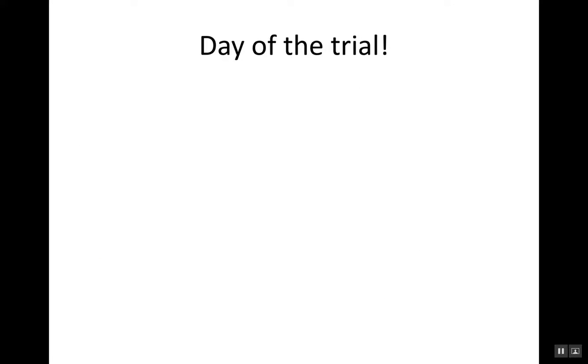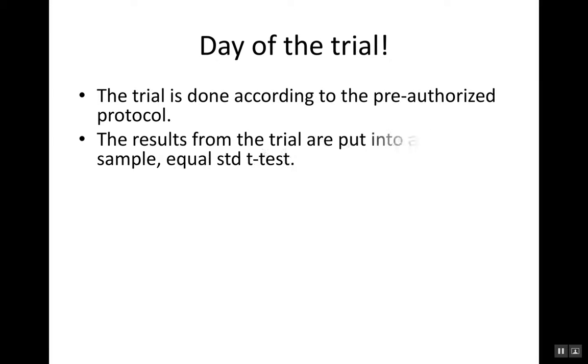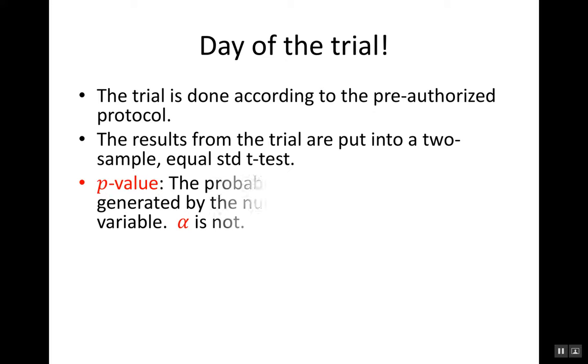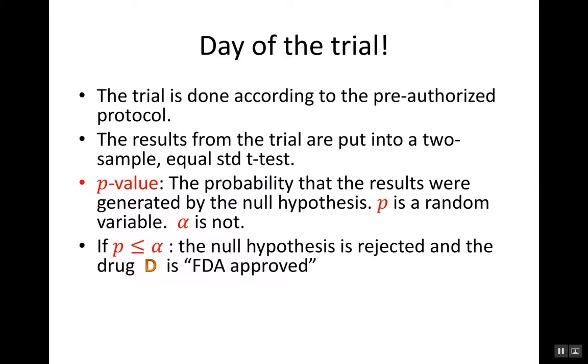Finally, we get to the day of the trial, or the weeks of the trial. The trial is done according to the pre-authorized protocol. Then the results from the trial are put into the two-sample equal standard deviation t-test. And the p-value that is calculated is the probability that the results were generated by the null hypothesis. Remember, p is a random variable and alpha is not. Now, if p is smaller or equal to alpha, then the null hypothesis is rejected and the drug is FDA approved. Okay, so now the drug is FDA approved and can be sold as such.